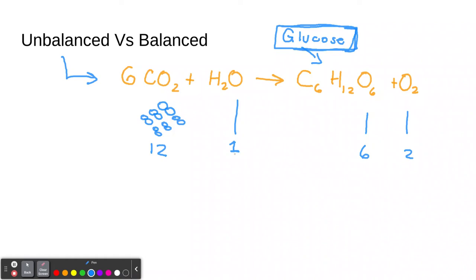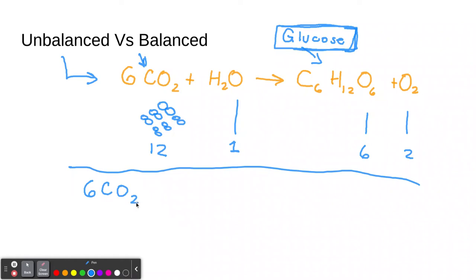So we should fix one at a time. So let's fix the carbon first. Right here, this carbon, right? So let's fix that first. So we had 6 CO2. So we know we have 6 carbon. And over here we have 6 carbon. So we don't have to do anything to carbon. Carbon's complete. But what about the oxygen now?